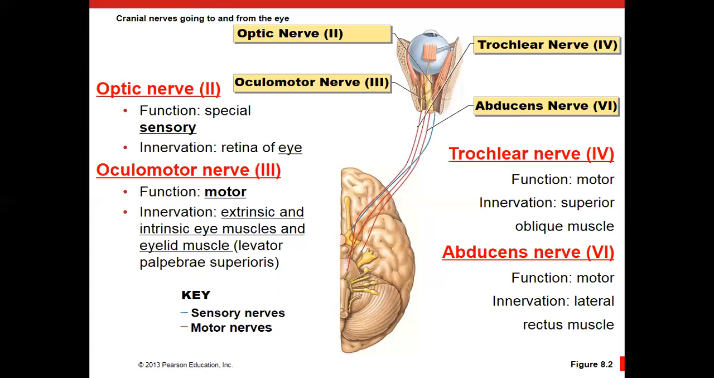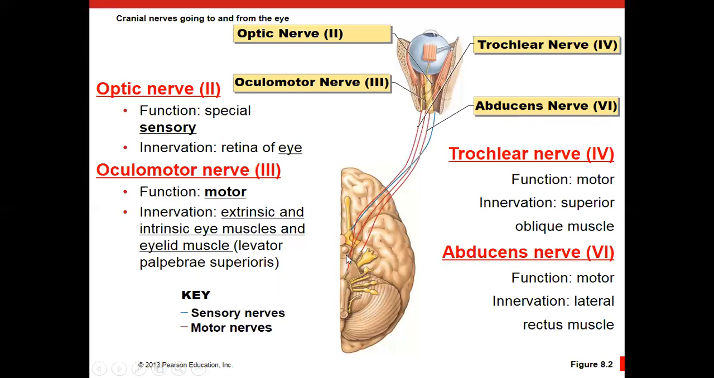And the abducens, if the oculomotor nerve innervates 4 of the 6 extrinsic eye muscles, the trochlear innervates 1, so that's 5 total. The abducens innervates the last one, so the sixth extrinsic eye muscle. So it's also purely motor. And it is located right here. So right where my cursor is, that's the abducens. So let's reiterate, optic nerve, and it's also located right here, this big thick nerve.